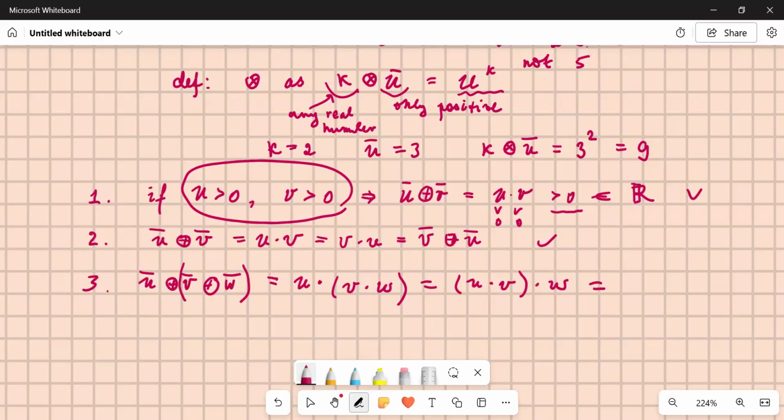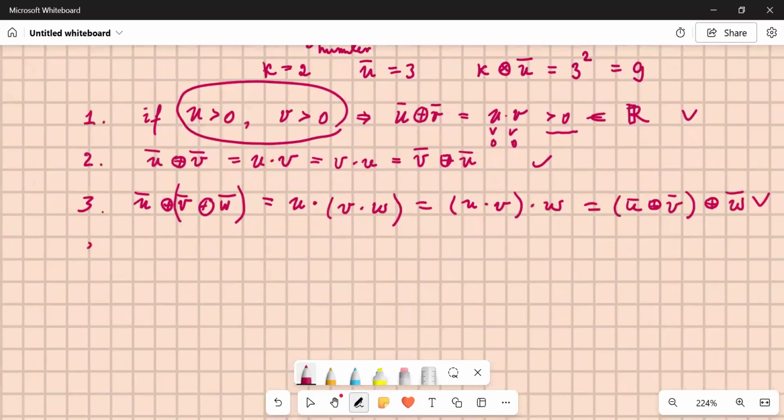But according to my definition, this product is actually addition of vectors u and v, and then addition of vector w. So the rule number 3 or axiom number 3 is working. Number 4. So number 4 is talking about 0. What is going to be 0 here?